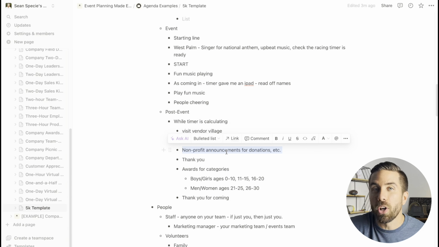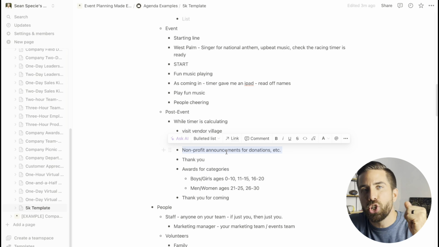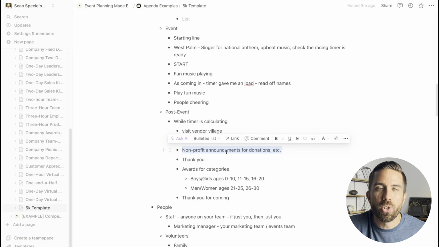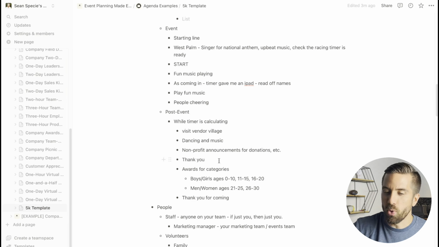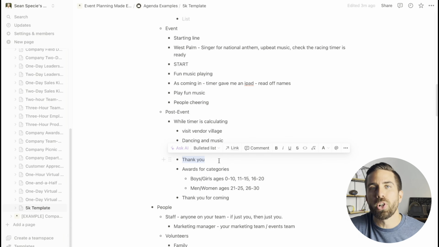You can have more announcements of, hey, make sure to check out this booth where you can make a donation to our nonprofit. That's why we're here today. You can announce how much money was raised. You can give thank yous to certain sponsors, to certain people, to certain vendors.